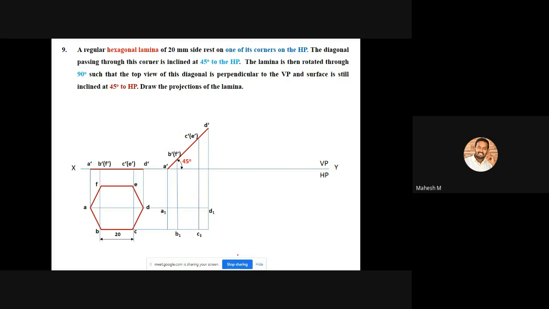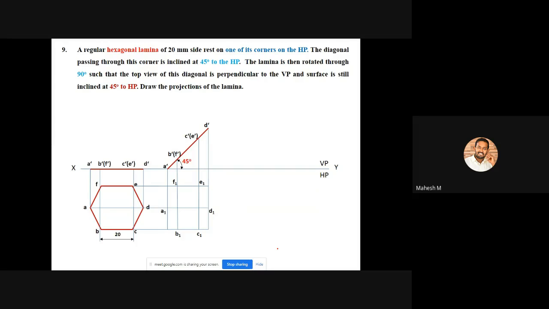Okay, so next you can project the point F and E towards the second top view position. Point F and F1 dash will meet at this point. So you can mark this point as F1, and the point E and E1 dash meet at this point. You can mark this point as E1.